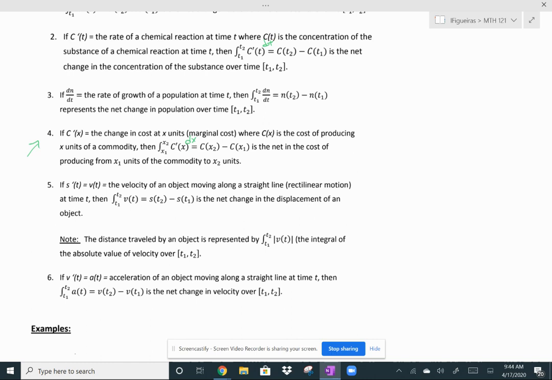So it's the change in cost from one unit to another. All right, this next one should be more familiar to you.